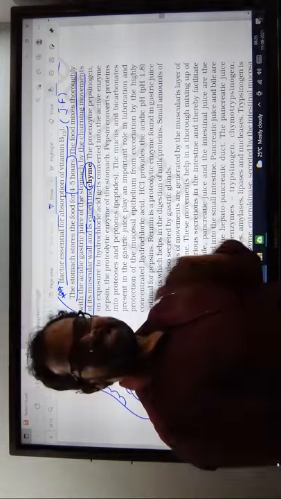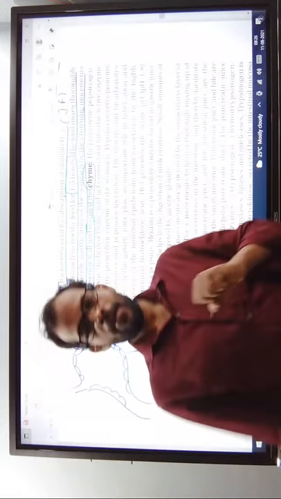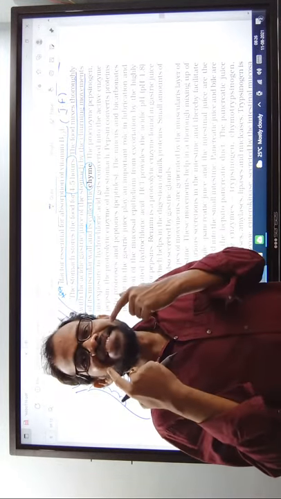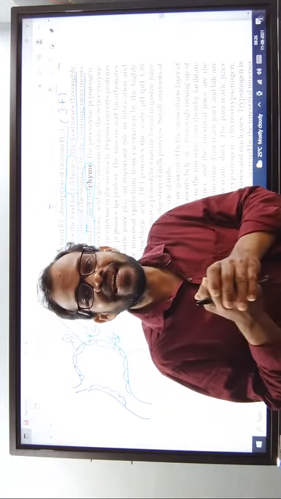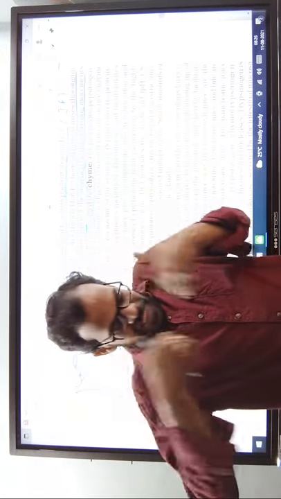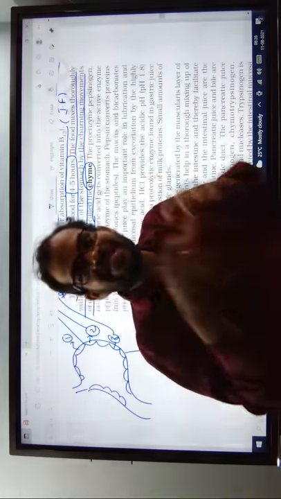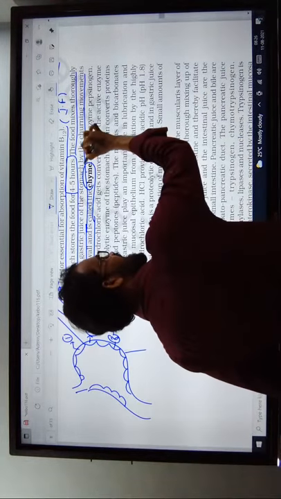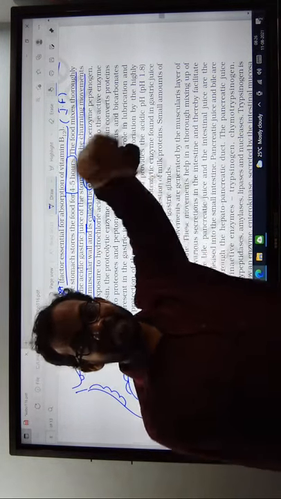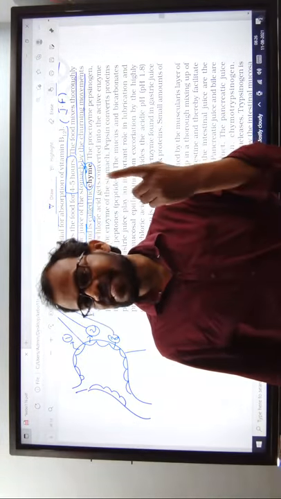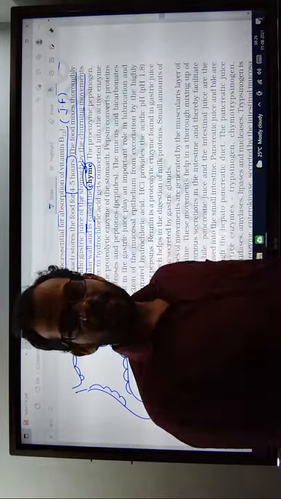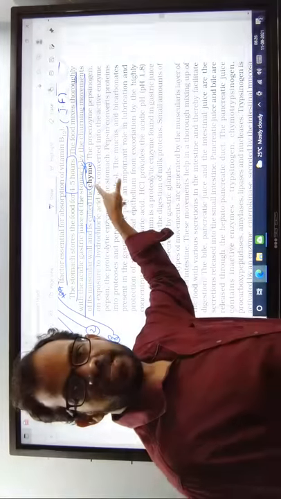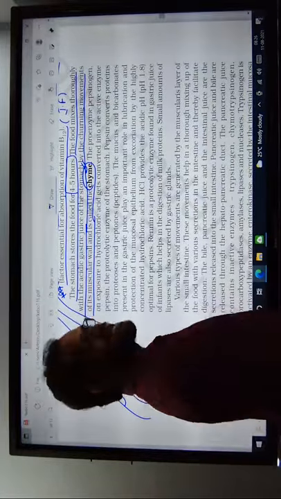What is the difference between bolus and chyme? Bolus is the saliva mixed with food, which takes place in the buccal cavity. Once the bolus reaches the stomach, the food is mixed with hydrochloric acid, and it is known as chyme. Chyme is formed in the stomach. Bolus is formed in the buccal cavity. Bolus means the food mixed with saliva; chyme means the food mixed with hydrochloric acid.